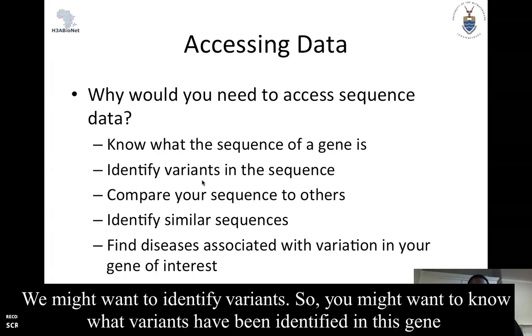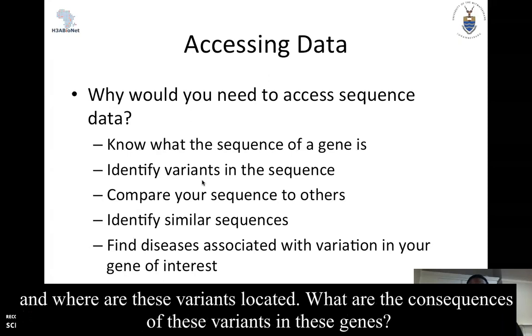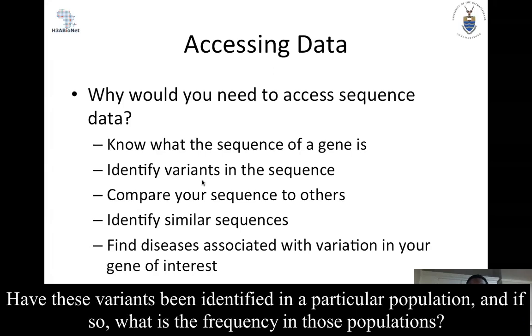We might want to identify variants. So you might want to know what variants have been identified in this gene and where these variants are located. What are the consequences of these variants in these genes? Have these variants been identified in a particular population? And if so, what is the frequency in those populations?